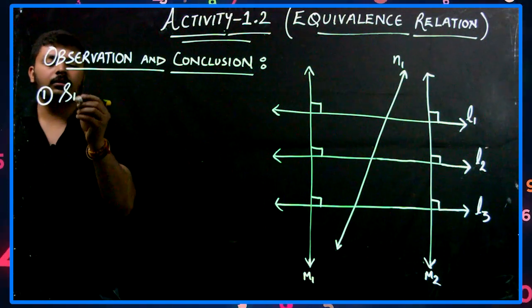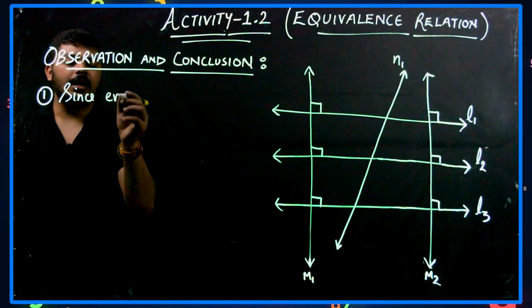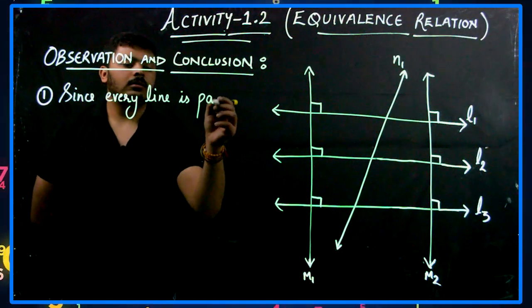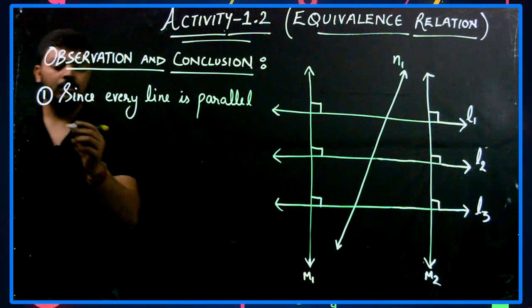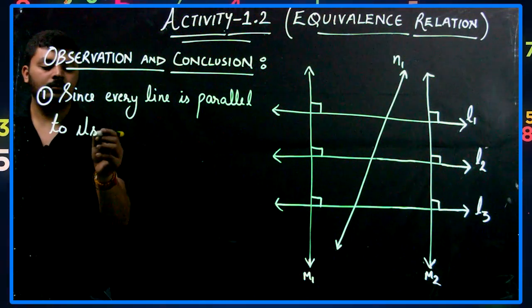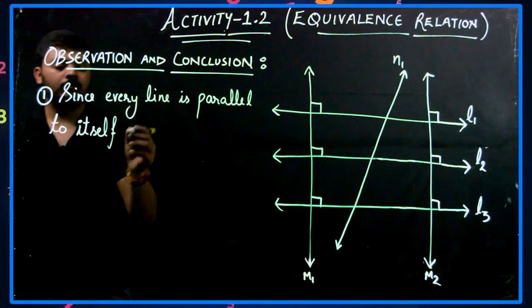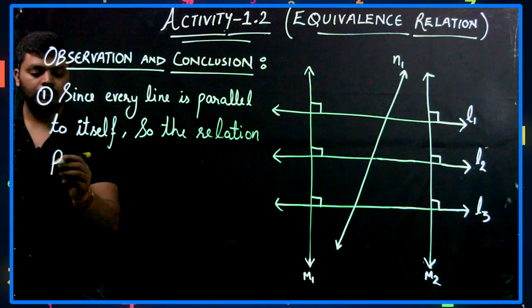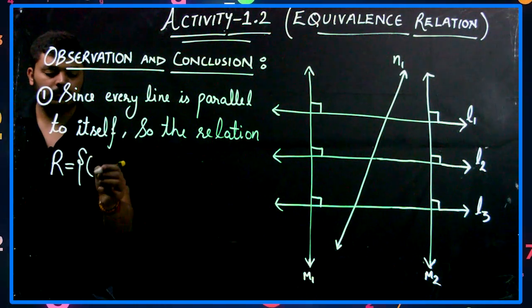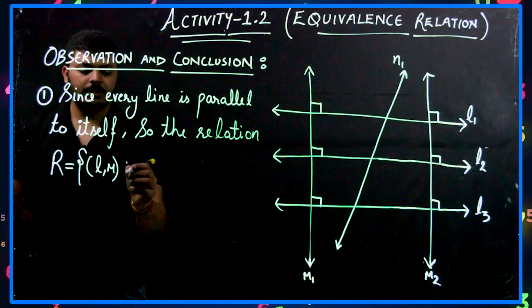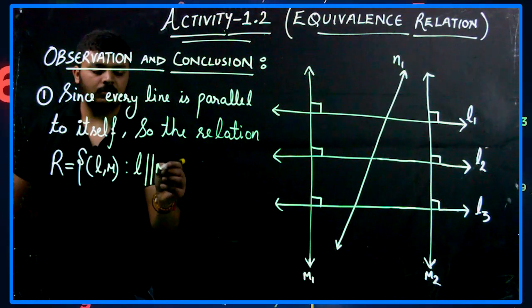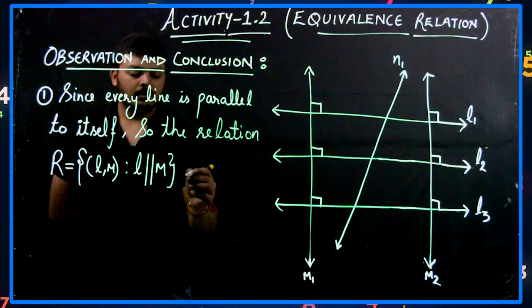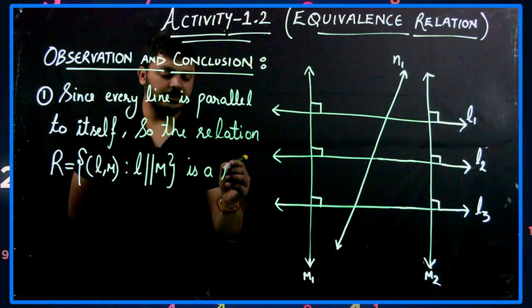First, since every line is parallel to itself, the relation R equals (L, M) such that L is parallel to M is a reflexive relation.